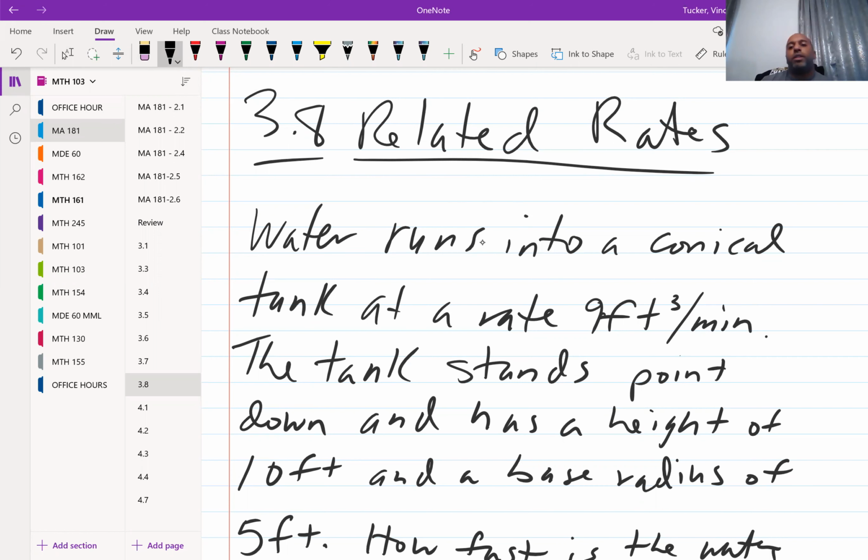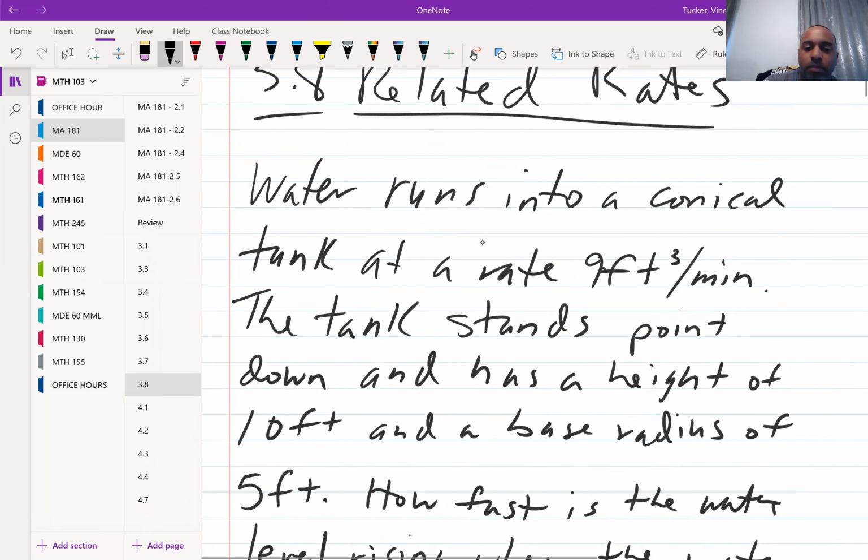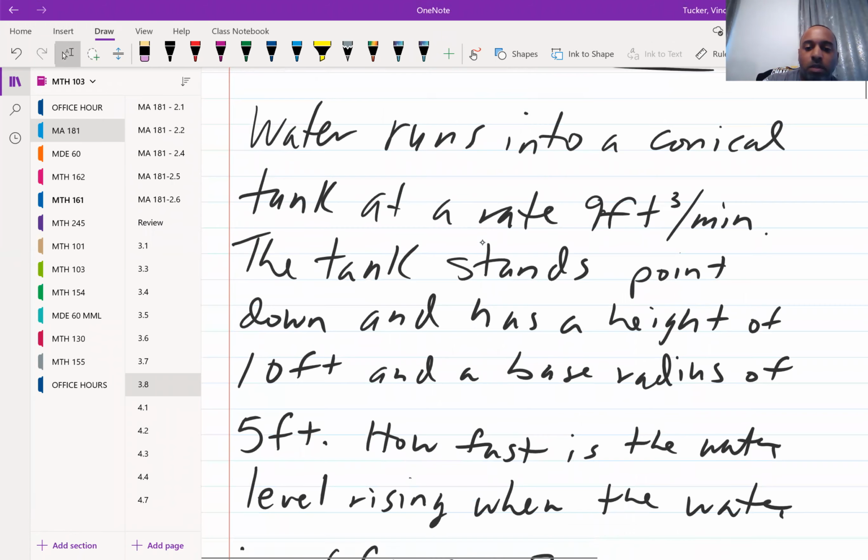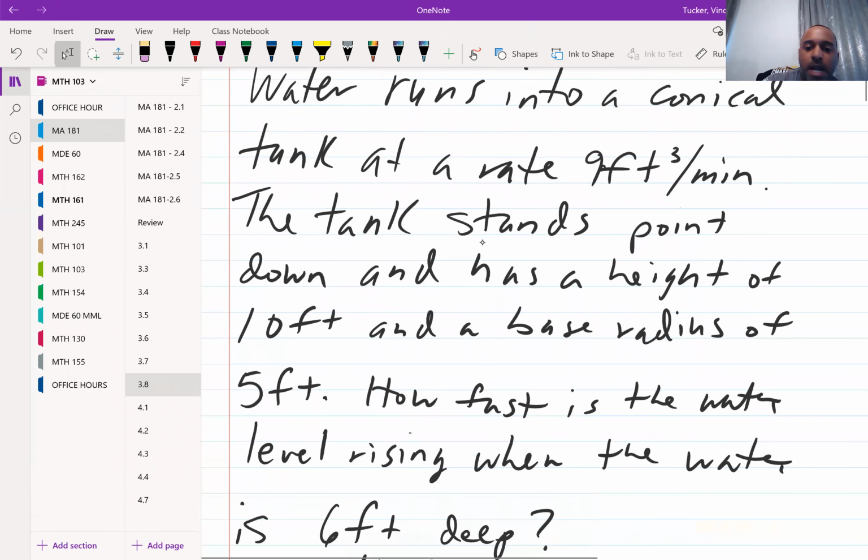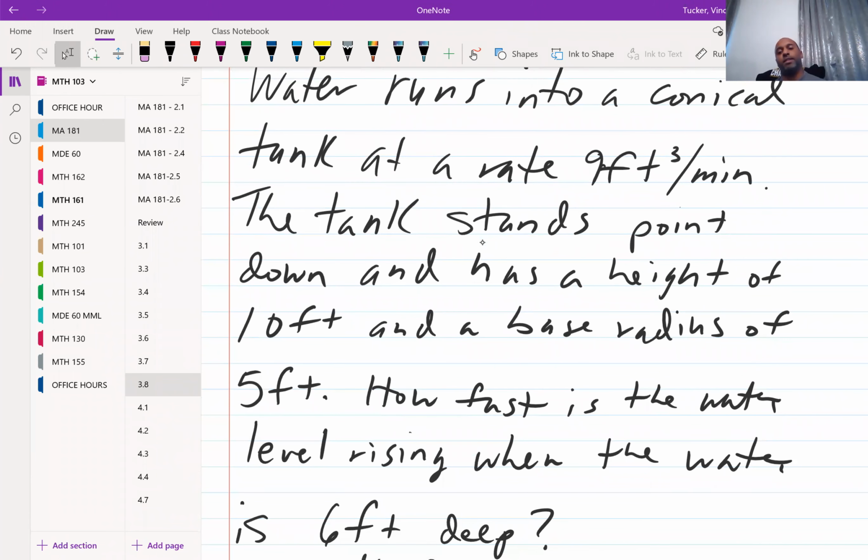Water runs into a conical tank at a rate of 9 cubic feet per minute. The tank stands point down and has a height of 10 feet and a base radius of 5 feet. How fast is the water level rising when the water is 6 feet deep? Give you a chance to copy that down.